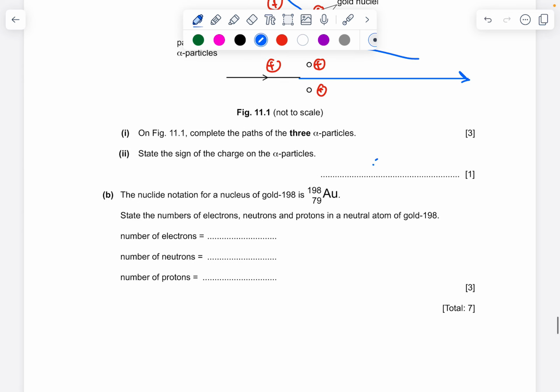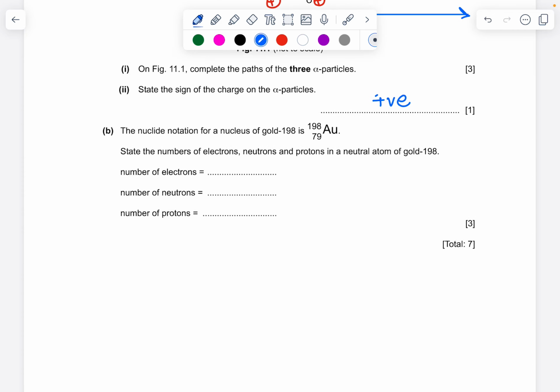State the sign of the alpha particles. Just now we know that it is positive. Now the nuclear notation of the nucleus of gold is 198 Au 79. So this 79 indicates the number of protons and the number of electrons. This 198 equals nothing but protons plus neutrons. So 198 equals 79 plus neutrons. This will give me neutrons as 119.